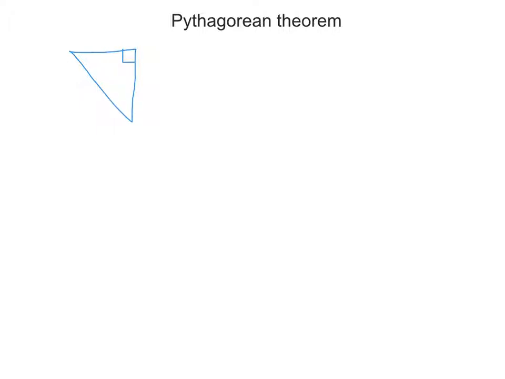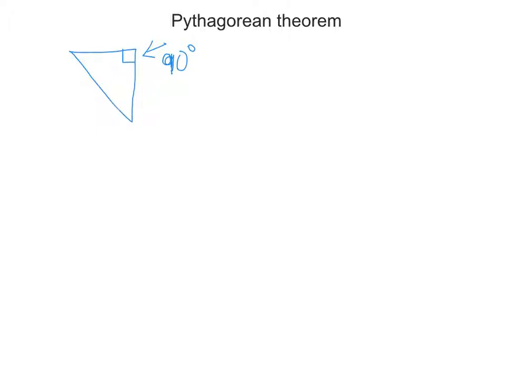That little symbol makes a box in that corner. That tells us that it's 90 degrees, and that's what makes a right triangle. A right angle, which is a 90-degree angle, makes a right triangle. So we also need to learn the vocabulary around right triangles.